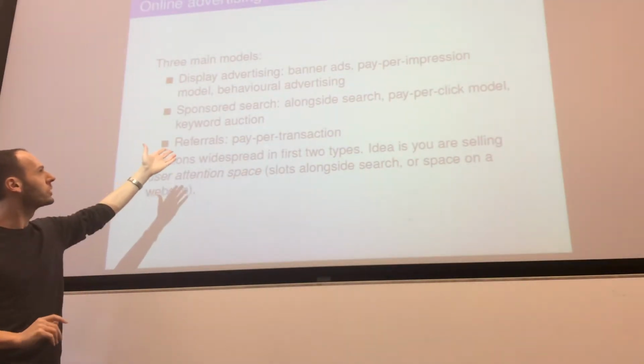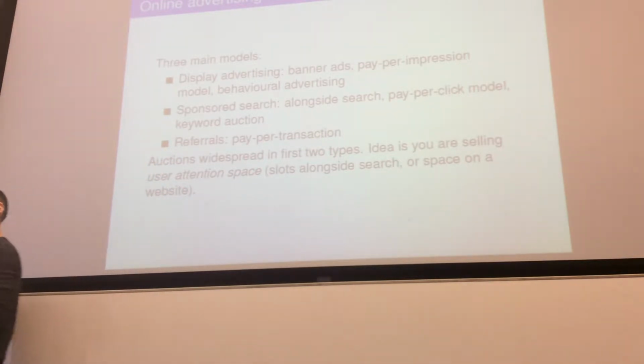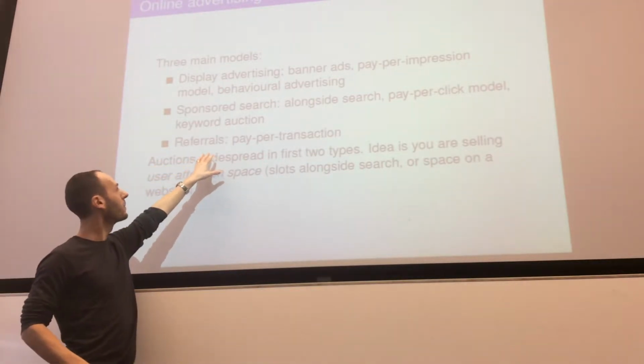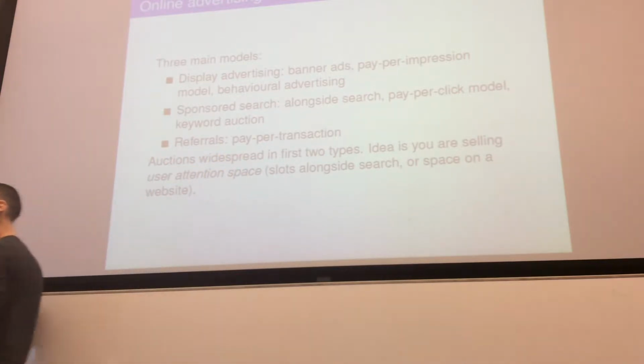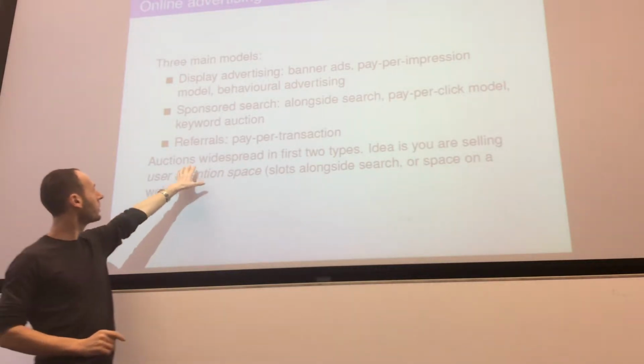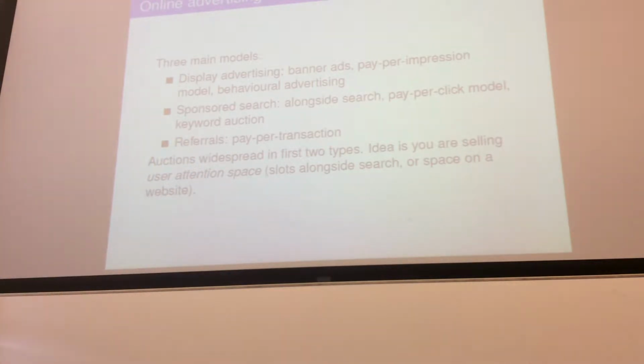Whereas sponsored search, as we'll see, is pay per click. So the advertiser only pays if someone clicks on the ad and doesn't pay otherwise. And then there's a third kind of model, which we won't go into, which is pay per transaction, where the advertiser only has to pay if the user actually purchases something. Okay? And so the auctions are mostly widespread in the first, and that's why I focus on those kinds of models. Okay, so this is what sponsored search looks like.